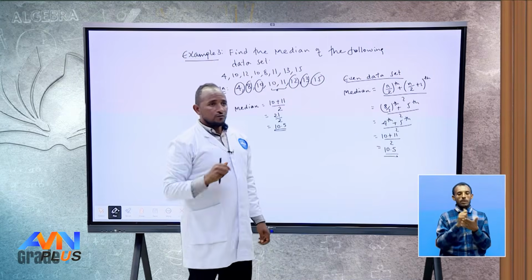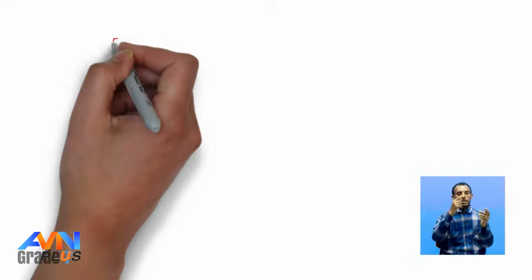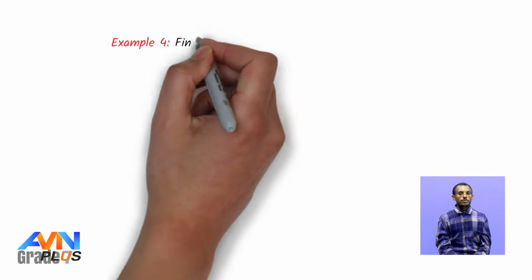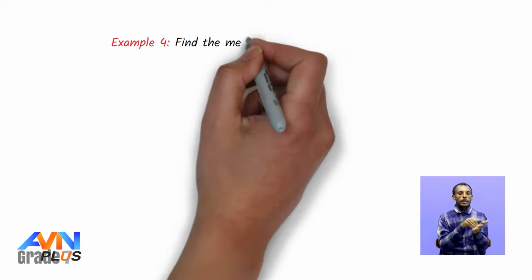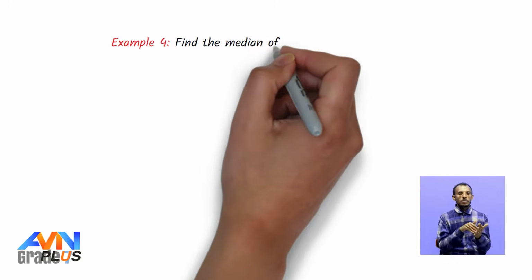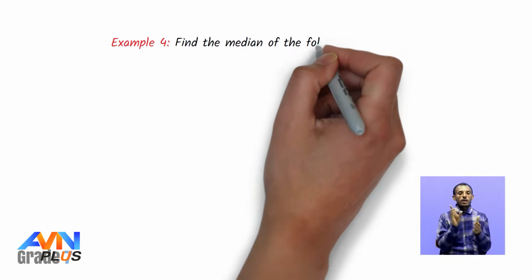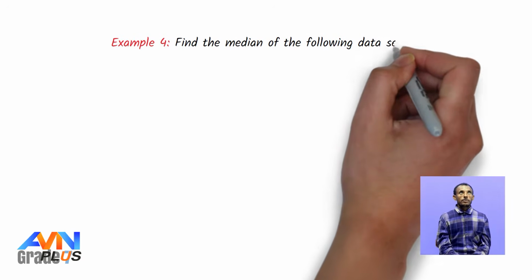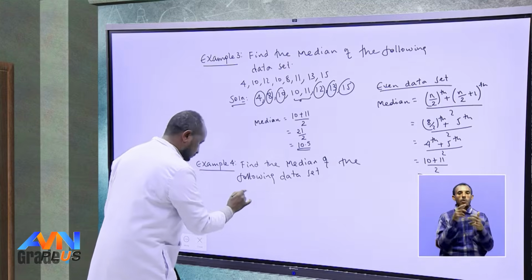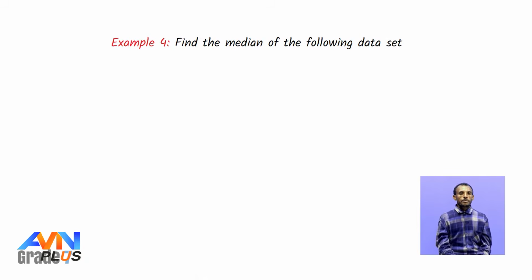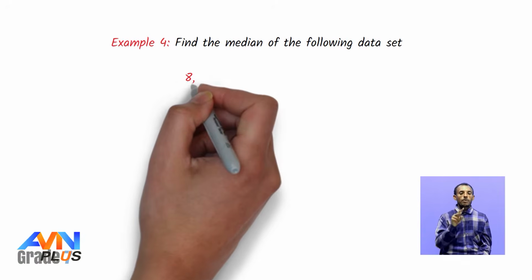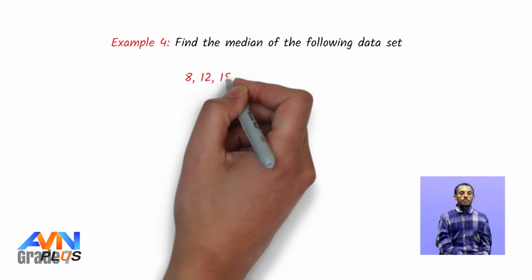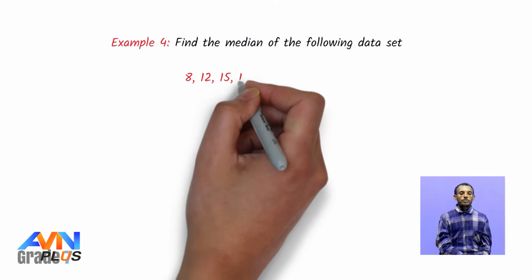Now I'll give you one question for you to try. Try this one. Example 4. Find the median of the following data set. Here you have 8, 12, 15, 16.